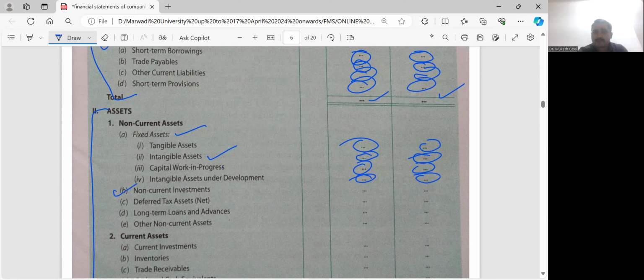then non-current investments, then deferred tax asset, long-term loans and advances given to other persons, other non-current assets.